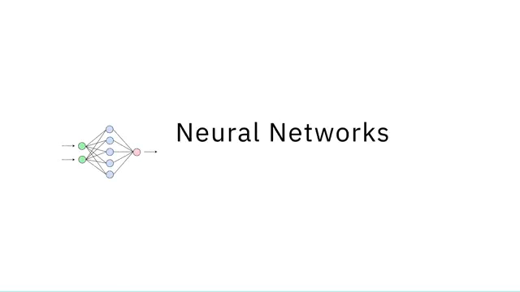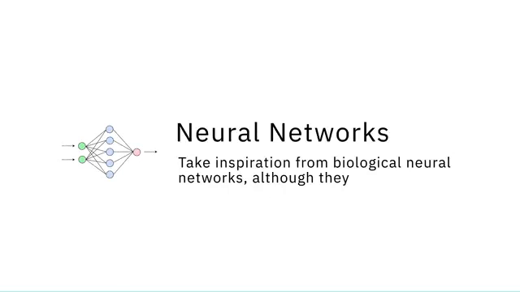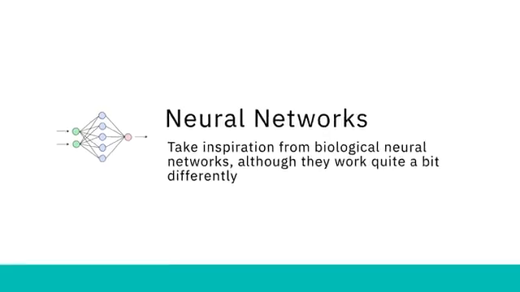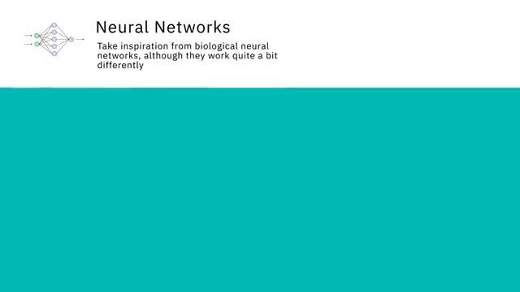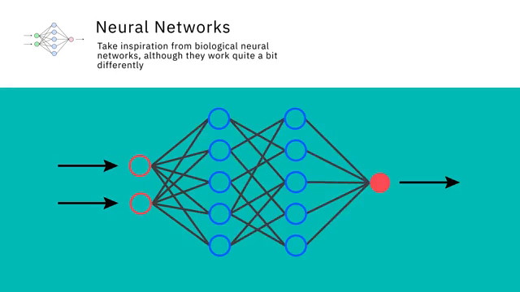Artificial neural networks, often referred to simply as neural networks, take inspiration from biological neural networks, although they work quite a bit differently. A neural network in AI is a collection of small computing units called neurons that take incoming data and learn to make decisions over time. Neural networks are often layered deep and are the reason deep learning algorithms become more efficient as the datasets increase in volume, as opposed to other machine learning algorithms that may plateau as data increases.